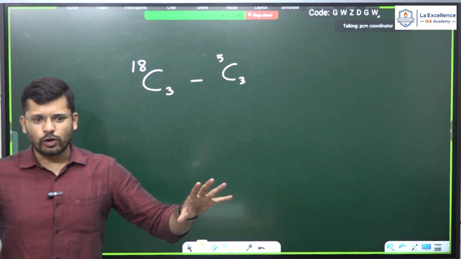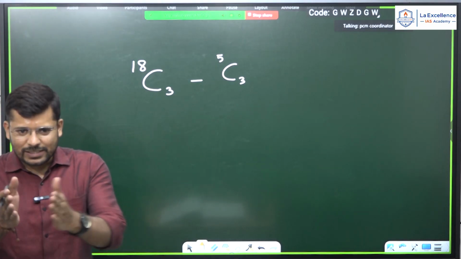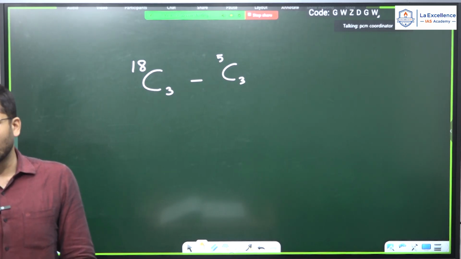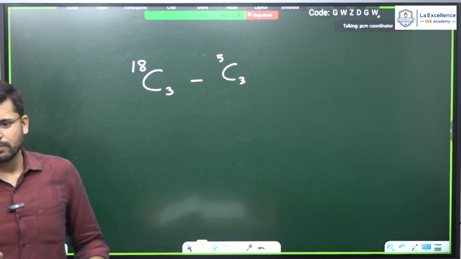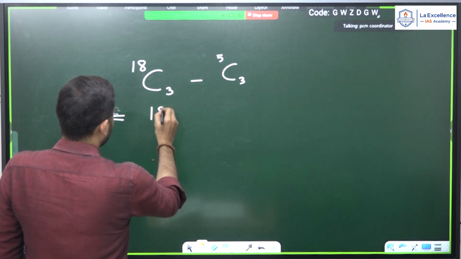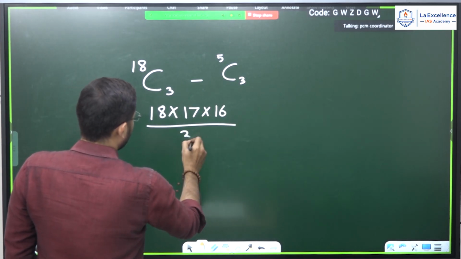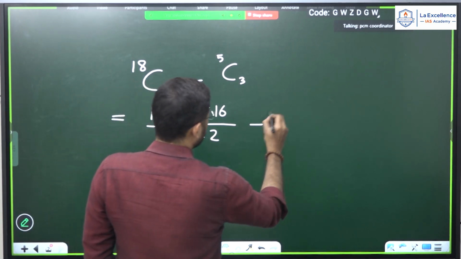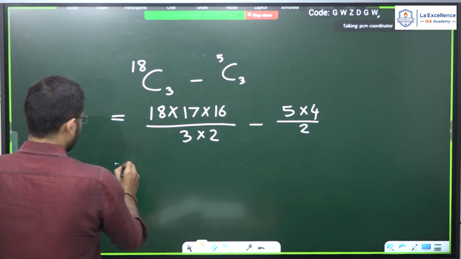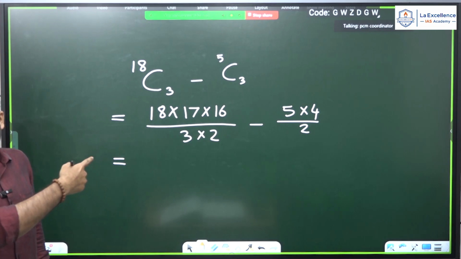If all the 5 are non-collinear, we would have 18C3 triangles. But since 5 of them form a single line, we need to exclude them. So if you exclude 5C3, we will get the final answer. Yeah. So 18C3 is 18 into 17 into 16 divided by 3 into 2, minus 5C3, which is 5 into 4 divided by 2. Okay, do you all remember how we are doing this?